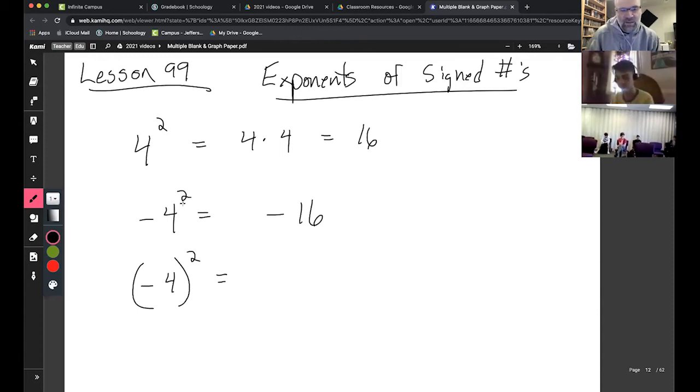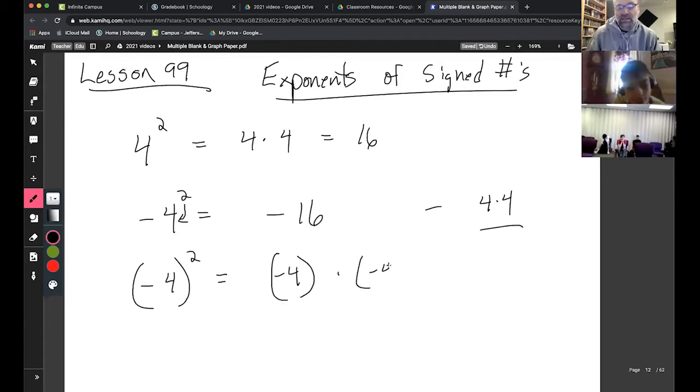Now, this 2 only applies to the 4. This negative sign is not being squared. Only the 4 is being squared. So this is negative 4 times 4. Okay? So remember, exponents come first. So you're gonna have to square the 4 before you apply this negative sign. Now, what comes before exponents? Parentheses.